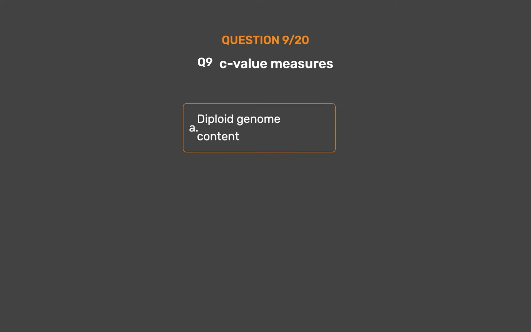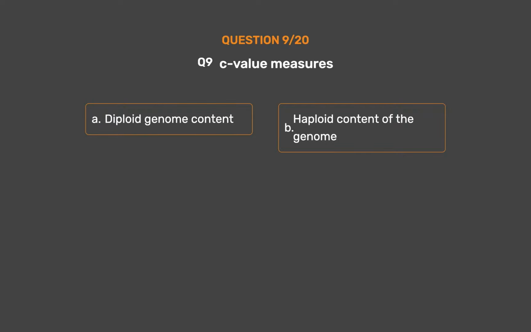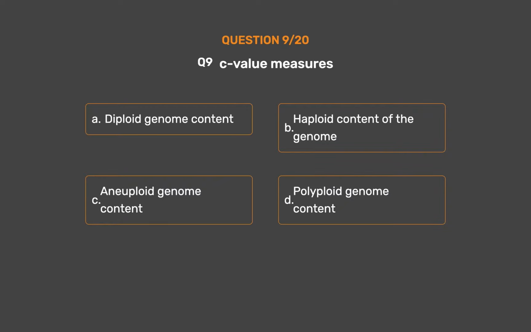Question number 9. C-value measures. Option A. Diploid genome content. Option B. Haploid content of the genome. Option C. Aneuploid genome content. Option D. Polyploid genome content. The correct answer is Option B. Haploid content of the genome.